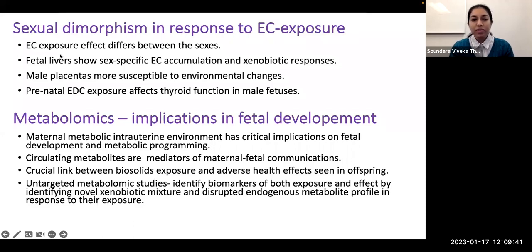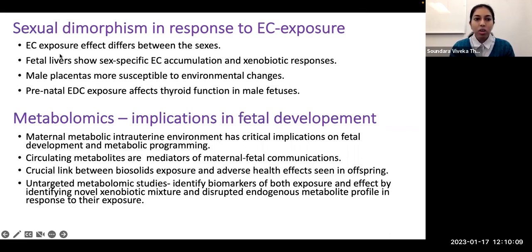Hence, we believe that the metabolome of the maternal animals represents a crucial link between the exposure to biosolids and the effects that we see in the offspring of these animals. Several untargeted metabolomic studies have been instrumental in identifying both biomarkers of exposure and the effects of these biomarkers, by showing the endogenous metabolites that vary in response to these exposure studies.